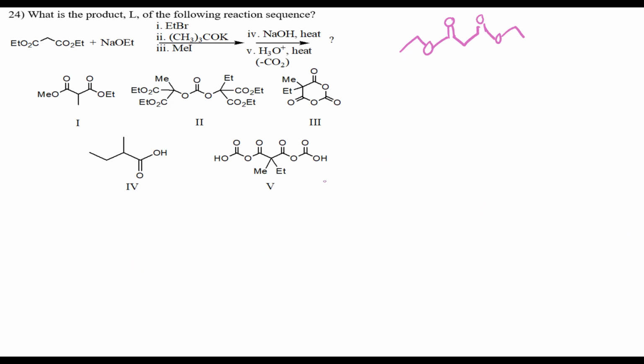Number 24. What is the product L of the following reaction sequence? Okay, so I drew this out, and notice that we're reacting it with sodium ethoxide. Okay, so sodium ethoxide, you know that it's going to pull out one of these hydrogens, and you usually know that it's paired with sodium hydroxide. Okay, well, let's do that really quickly. So sodium ethoxide takes out one of these hydrogens and leaves the electrons, and now we react it with ethyl bromide. So that's negative, this is positive. These guys attack that carbocation. We now have this.